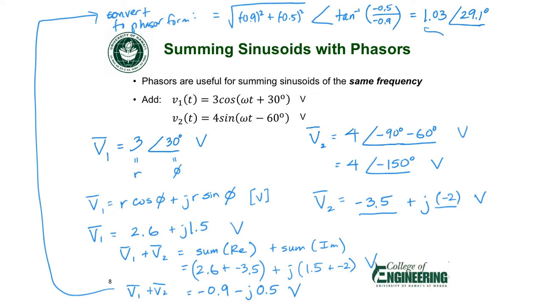If I want to convert this back to the time domain, what is it going to look like? V1 of t plus V2 of t equals, what am I going to write? What's the magnitude of the sum of the sinusoids? 1.03.